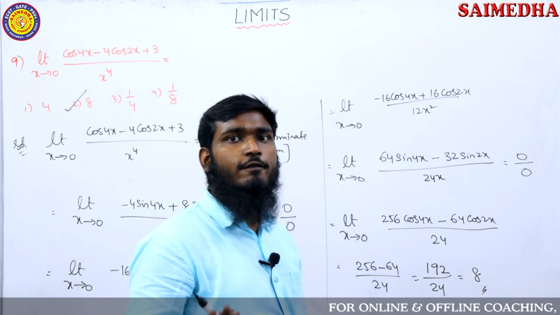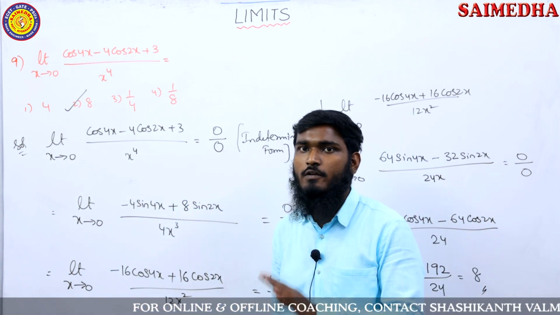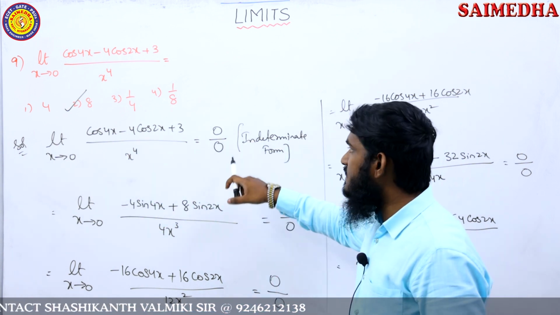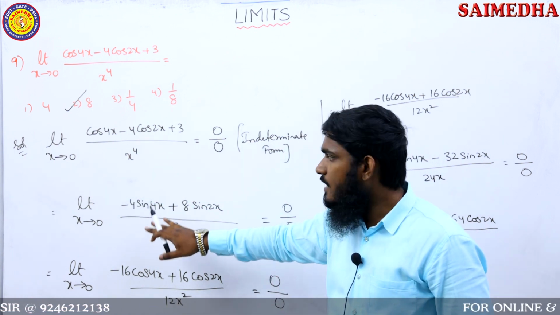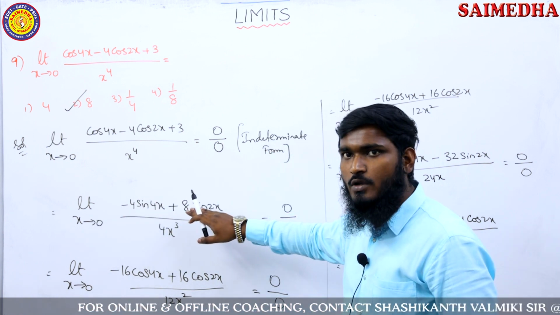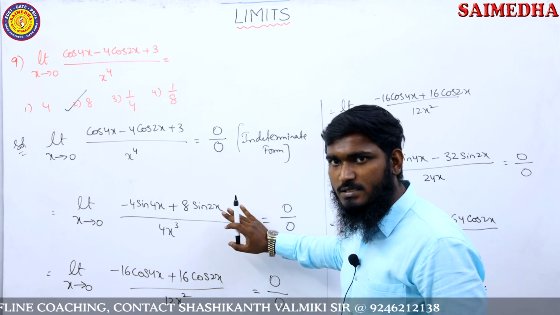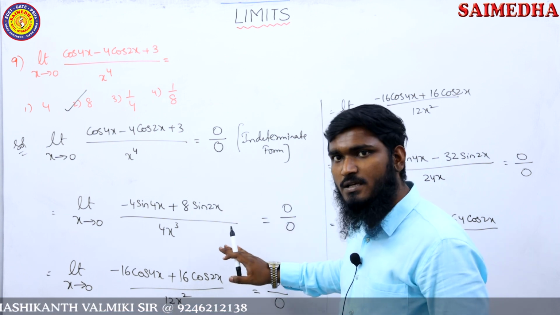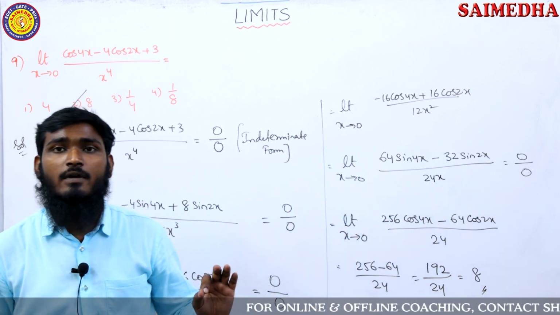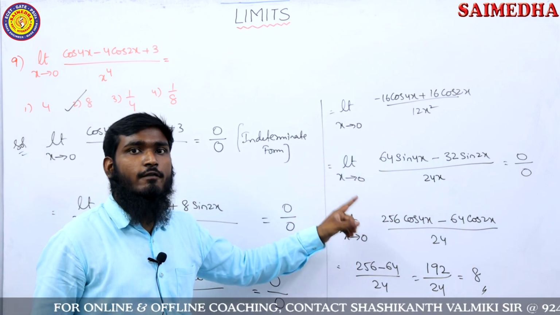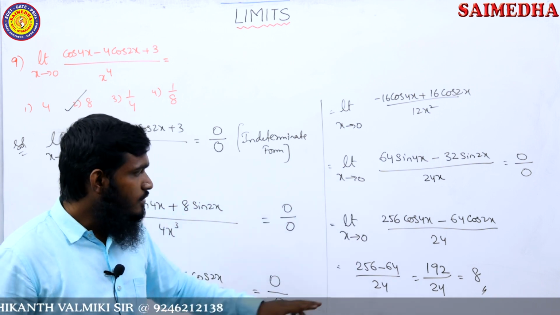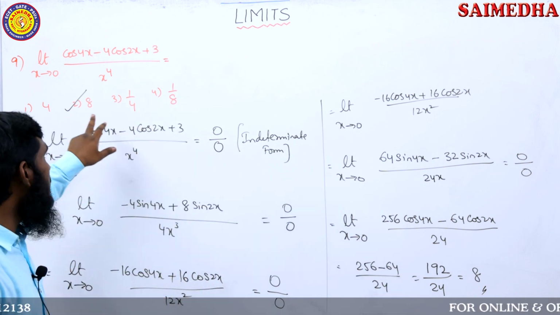So if you know the formulas of differentiation, you can solve it easily. First you substitute the x value. If you are getting 0 by 0, you go for the L'Hospital rule. After differentiating both numerator and denominator, you substitute the x value. If you get an answer, that will be your correct answer. Again if you get 0 by 0, you have to apply the L'Hospital rule again and again, up to when you get the finite value. Whenever you get the finite value, that will be your correct answer. So what we are getting is 8, so option 2 will be correct.